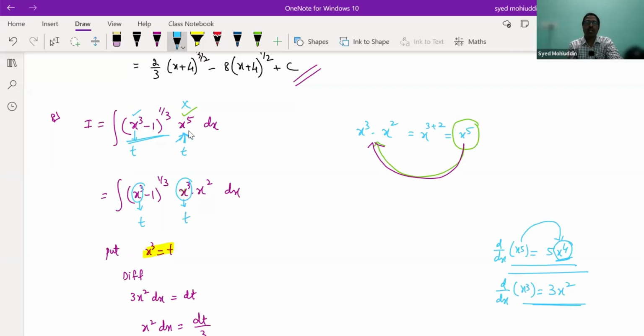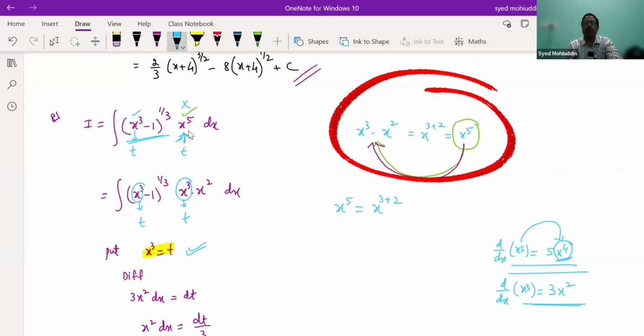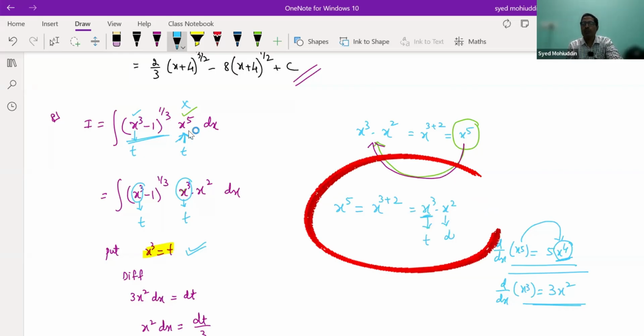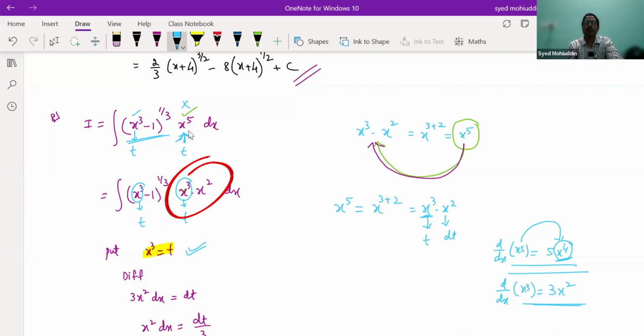But x cube you can take as t. If you want to take x cube, how can you express x power of 5? So I have expressed x power of 5 in terms of x cube. I need to get 3, so 3 plus 2 gives x power of 5. So I have written it as x cube into x square. And we know when I take x cube as t, I get its derivative, x square. Therefore, one possibility is to express x power of 5 as x cube into x square. Then I decided x cube as t.